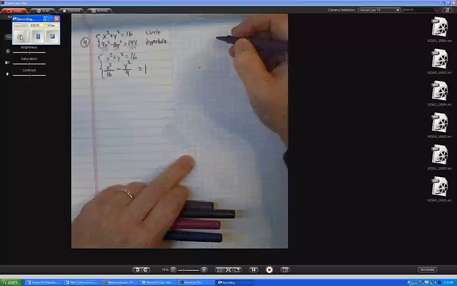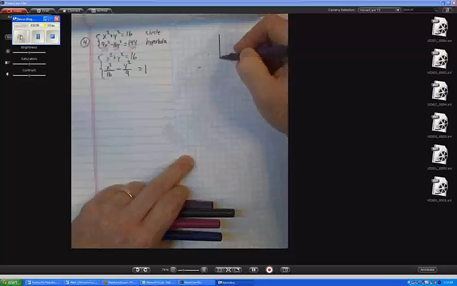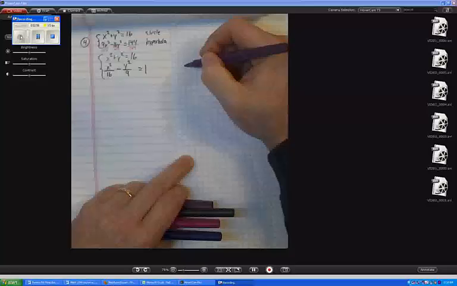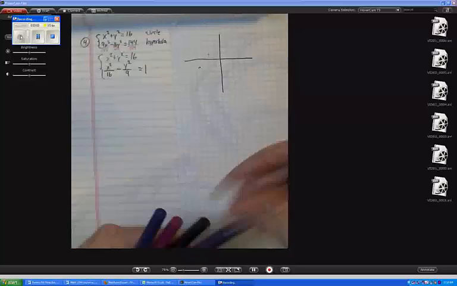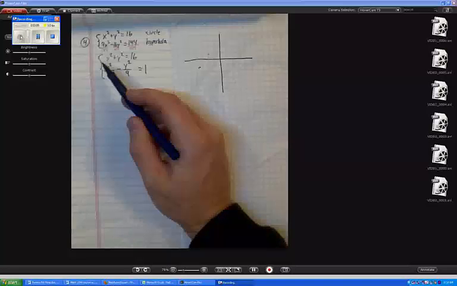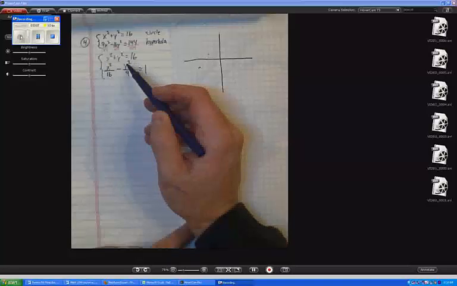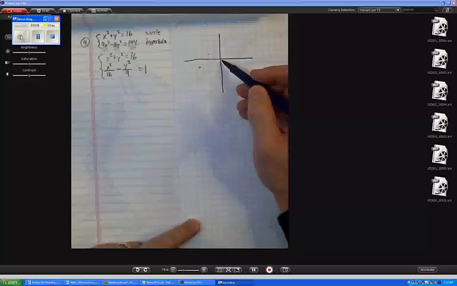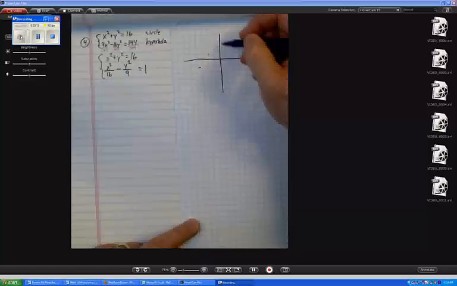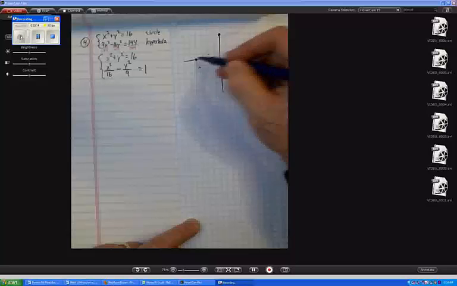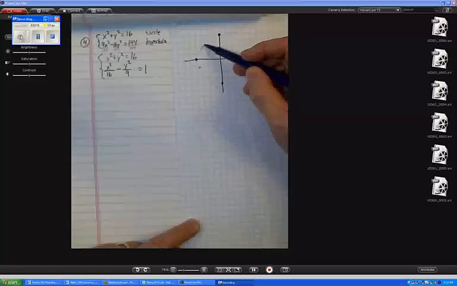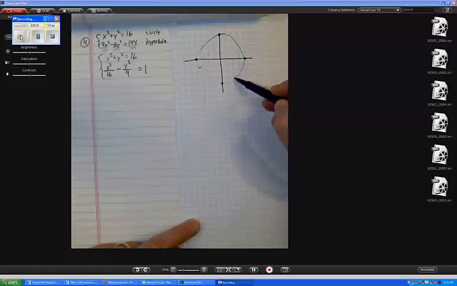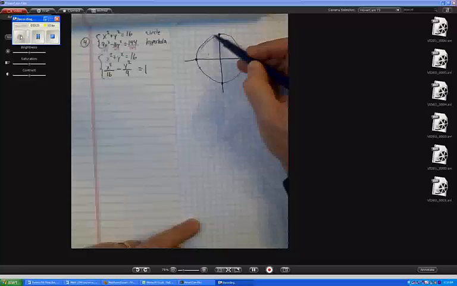Well, I'll draw some axes. Well, maybe I'll draw the circle. That's easy. X squared plus y squared is 16. Where's the center? 0, 0. So we can come out to 4, 0, or 0, 4, or negative 4, 0, or 0, negative 4. And so if I had a circle through those 4 points, something like that.